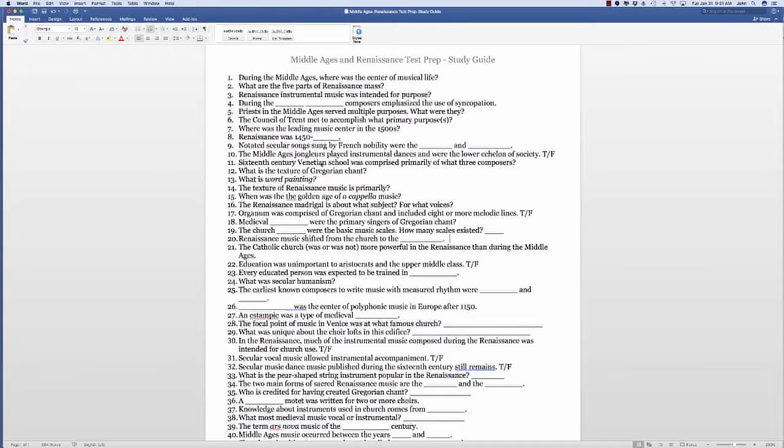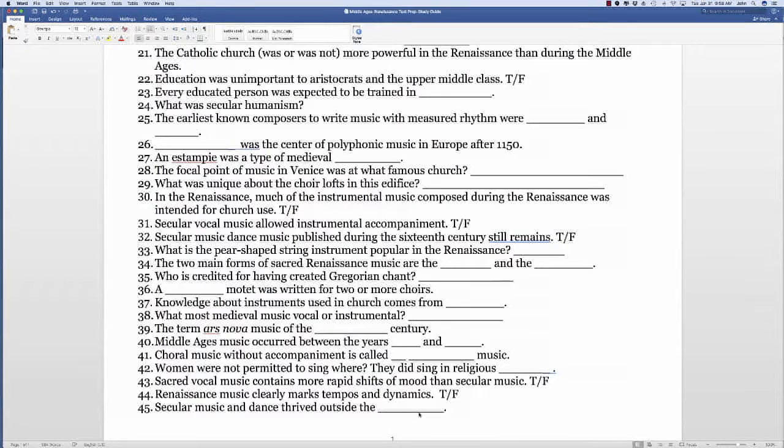20, Renaissance music shifted from the church to where? To the court. Now let's be clear about the court. The court was not a court of law, but was nobility. These were the people with the money, and to have concerts in their halls, in their homes, on their property, and because they had the money, they could hire the musicians. Number 21, the Catholic Church was or was not more powerful in the Renaissance than during the Middle Ages. Well, they were not more powerful.